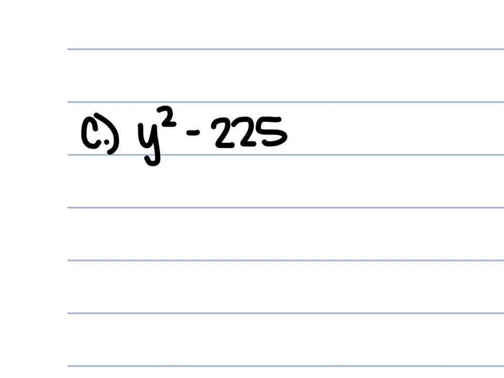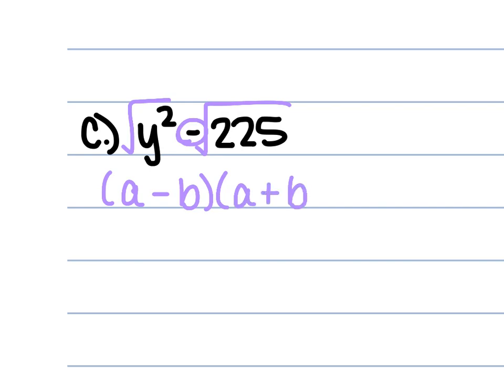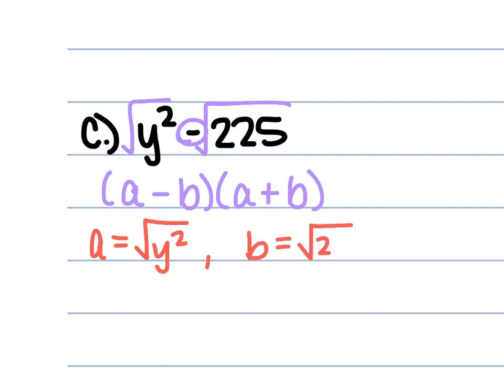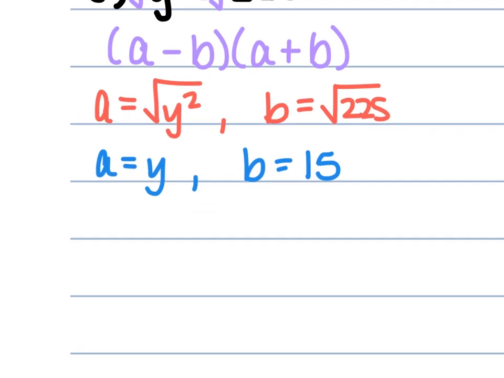For c, we have y squared minus 225. We can take the square root of that y squared. We can take the square root of that 225. We have a negative in between, so we're using the formula a minus b times a plus b. Find a and b. A is the square root of y squared. B is the square root of 225. So a is y, b is 15. Plug it into your formula. We're going to have y minus 15 times y plus 15.